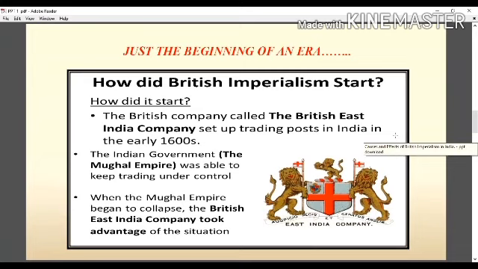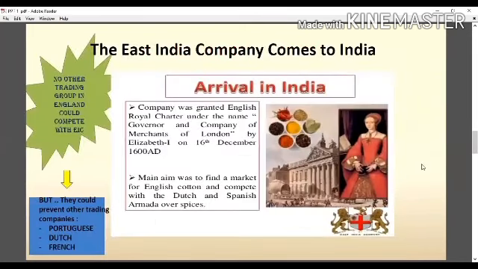When the Mughal Empire began to collapse, the British East India Company thought that this was a good chance to take over the administration also. Initially they did not want to take administrative control, but later, when the Mughal Empire kept on breaking down into smaller fragments, they felt it was the right time to take control. And that is what happened over here.